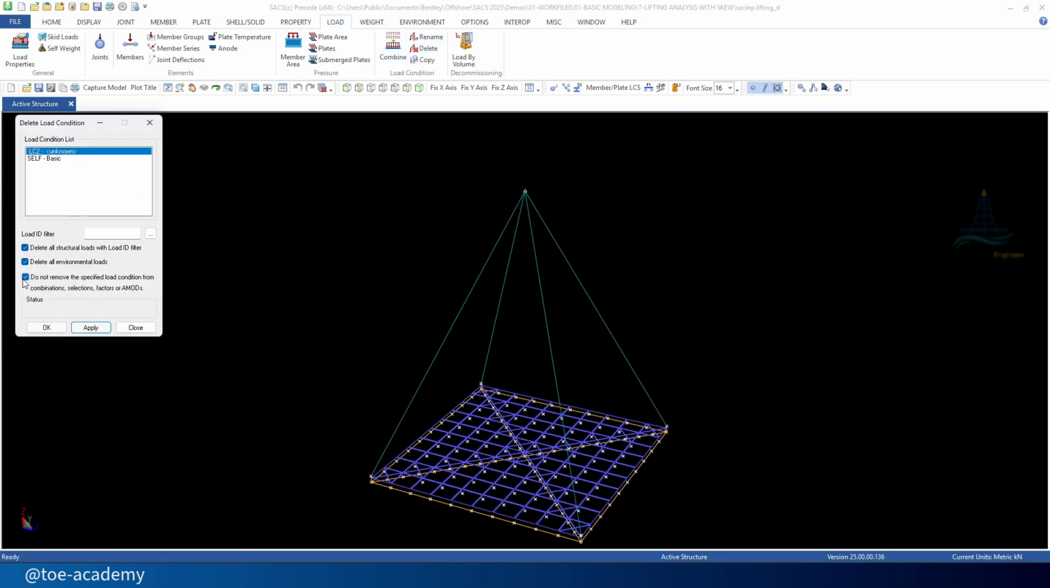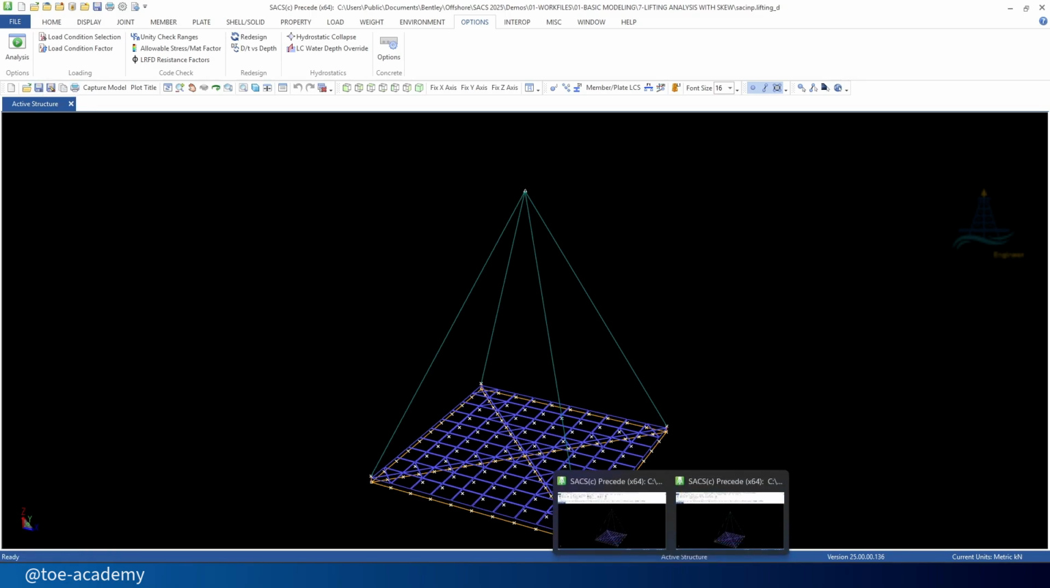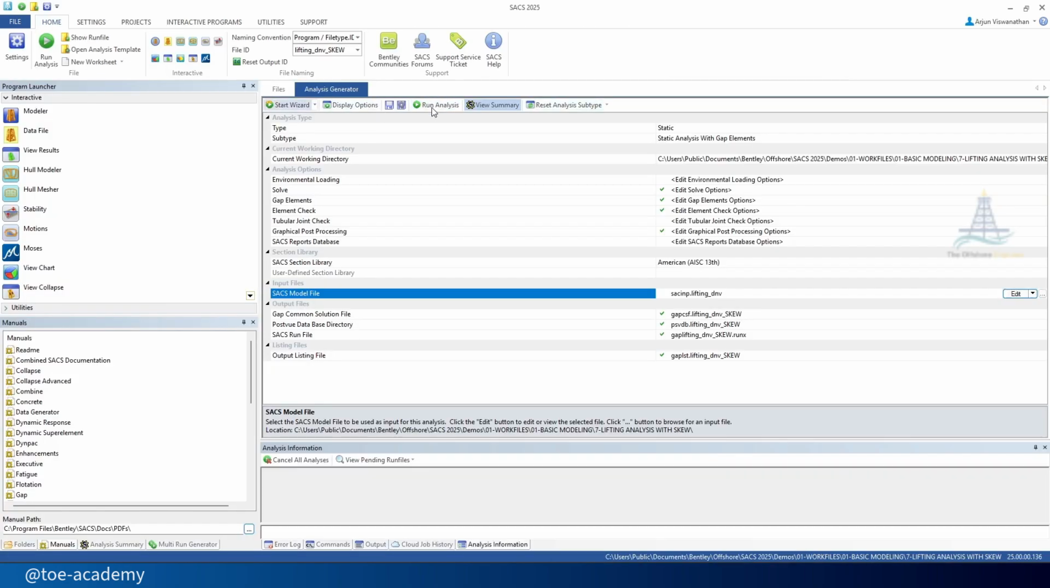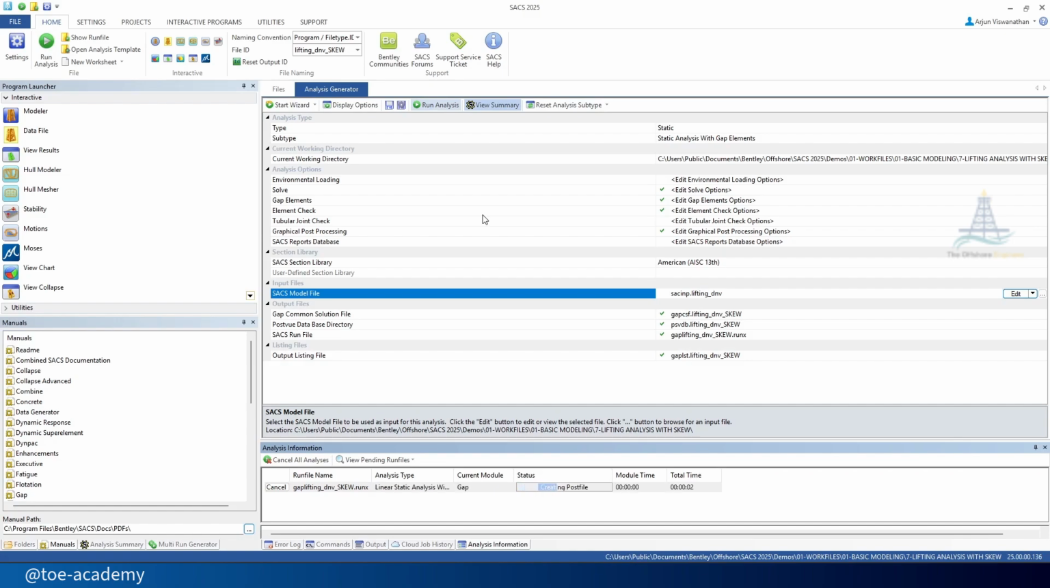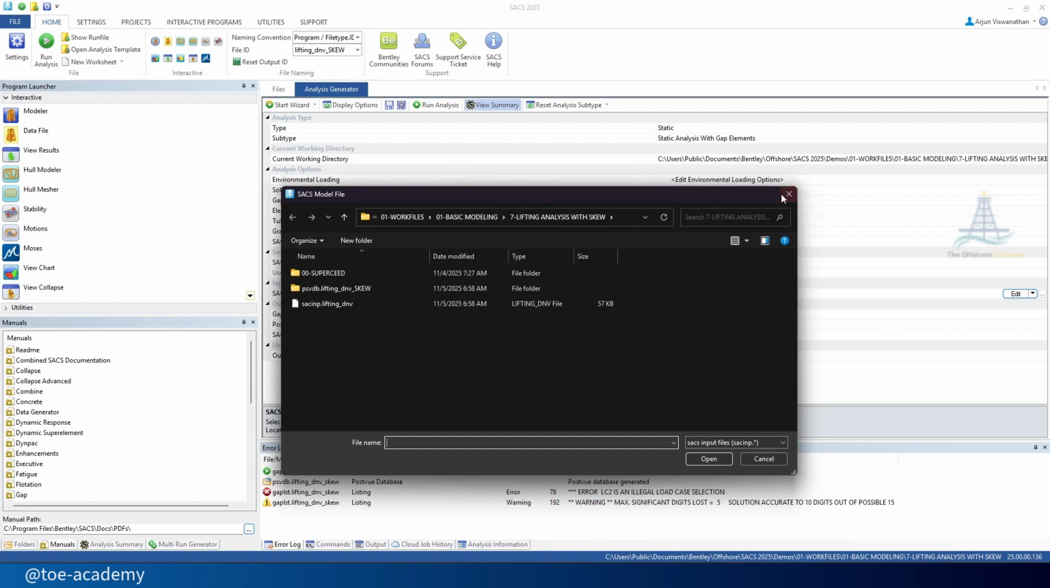Okay. Okay, now it's gone. Nothing is there, so I can run the analysis again. Okay, still showing some error. Okay, I will go to data gen and check. One minute.